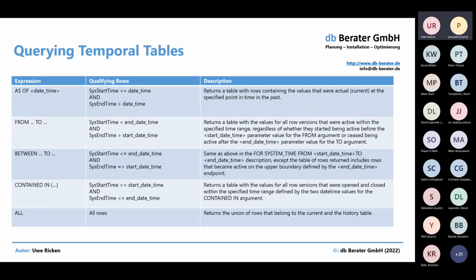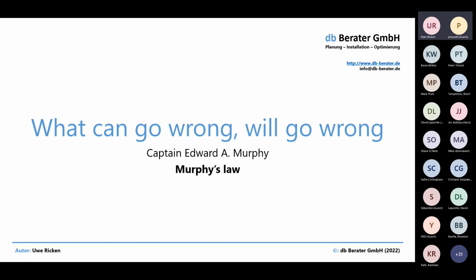These are the options you have for system time, for time as of, giving a dedicated timestamp, from, to, between, contained in, or all. But here comes the point. What can go wrong? That will go wrong. That was the basics of temporal tables.